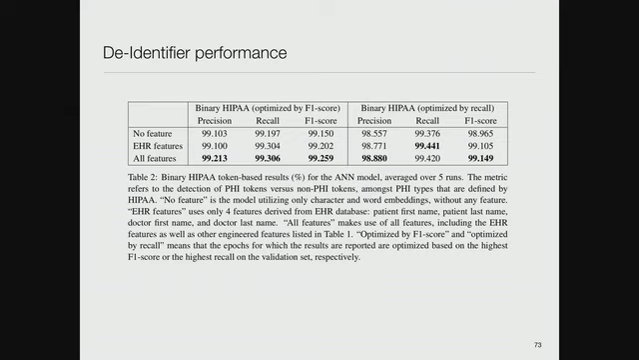So optimized by F1 score, we're up at precision of 99.2%, recall of 99.3%. Optimized by recall, we're up at about 98%, 99% for each of them. So this is doing quite well.